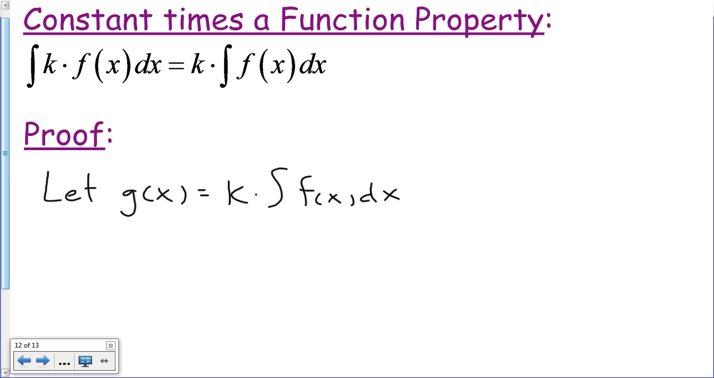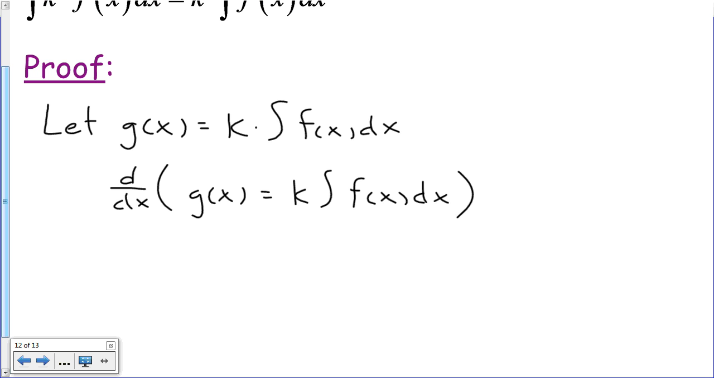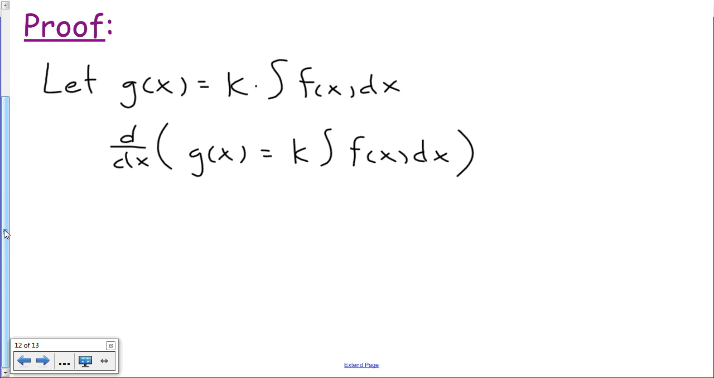All right, so then let's take the derivative of both sides here. Let's take the derivative with respect to x of g of x, which is equal to k times the integral of f of x dx, and take the derivative of that whole thing with respect to x. Over here on the left side, the derivative of g of x, of course, is g prime of x.